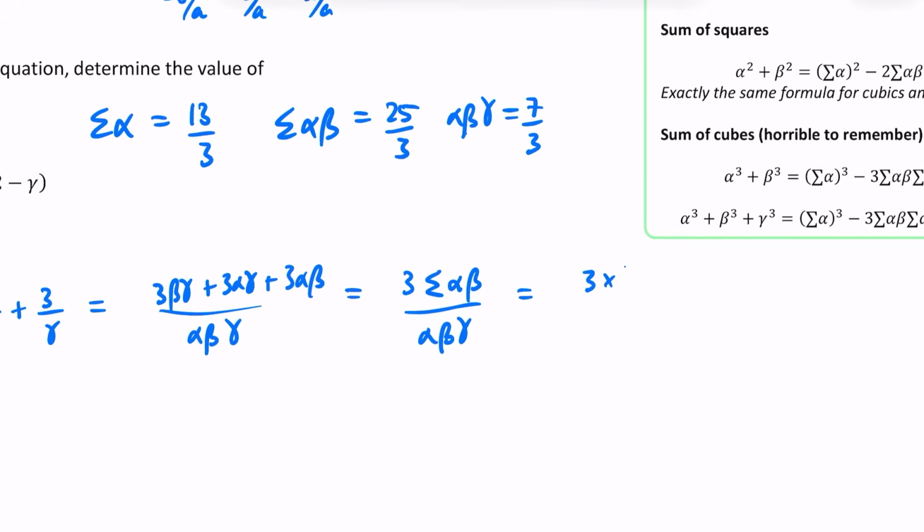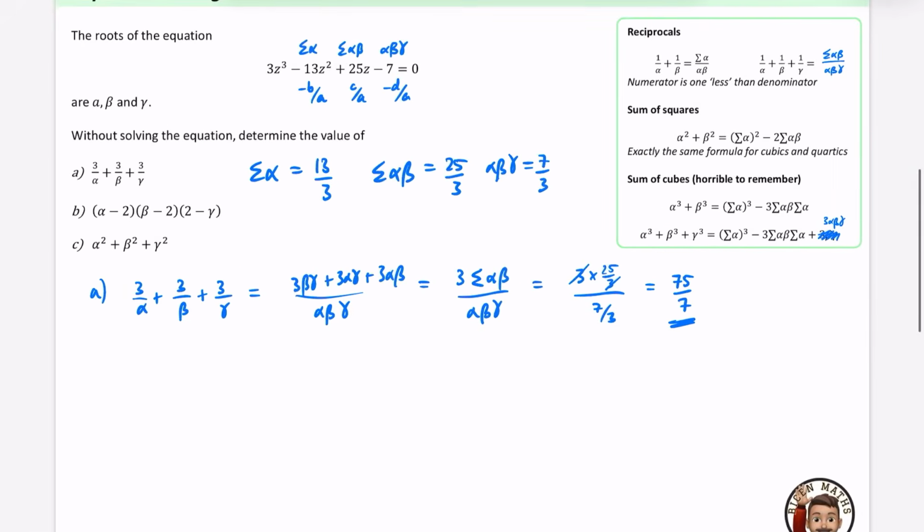So it's just a matter of subbing in these key facts that we've got written along the top. That is 3 multiplied by 25 over 3, divided by all 3 of them, which is 7 over 3. I don't even like using a calculator for this, so these 3's are going to cancel. So it's 25 over 7 over 3. I can multiply the top and bottom by 3. That is going to be 75 over 7. Obviously, check it on a calculator if you want to.